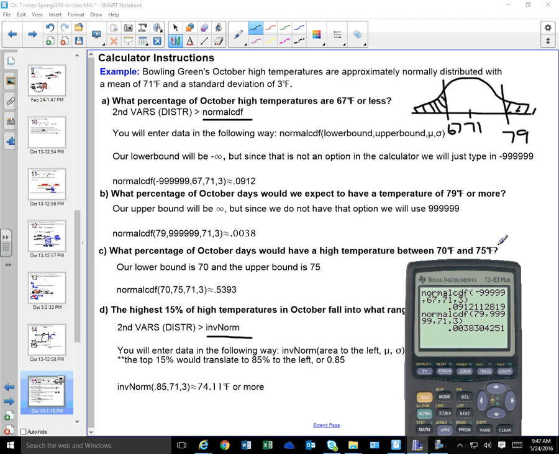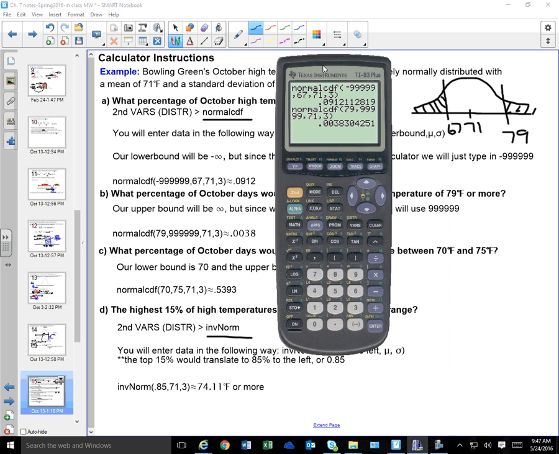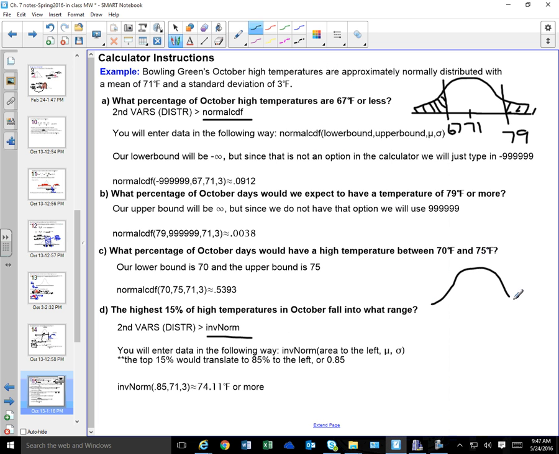Now part C, this one will really save you time using the calculator, okay? When we did this one by hand, going from 70 to 75, you would have to calculate the z-score for both observations, look them both up in the chart, and then subtract the probability. So it's going to be much quicker to do it this way. So we're looking for, 71 is our mean, we're going from 70 to 75. Okay, so we're looking for this area in between. Sorry, that's not very pretty there, but just pretend. Use your imagination. I draw much better on the actual board.